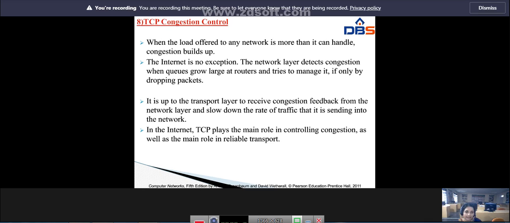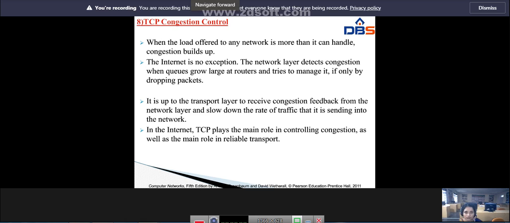The network layer detects congestion when queues grow large at routers and tries to manage it, if only by dropping packets. It is up to the transport layer to receive congestion feedback from the network layer and slow down the rate of traffic that it is sending into the network. In the internet, TCP plays a main role in controlling congestion as well as a main role in reliable transport. This is called congestion control.